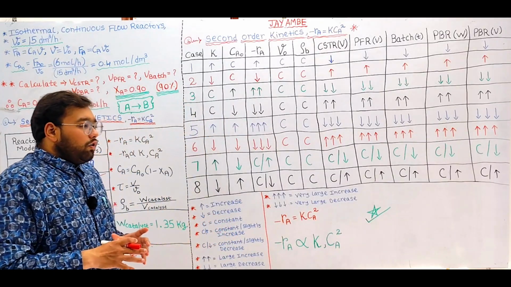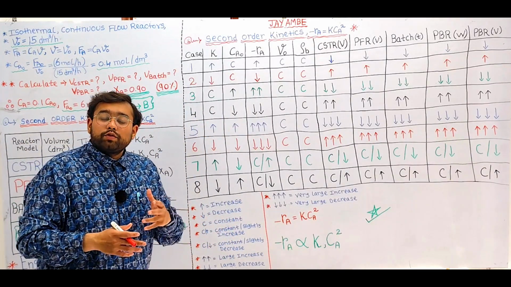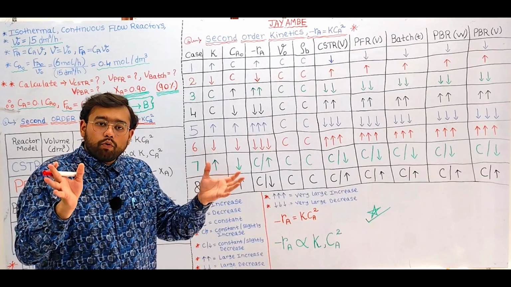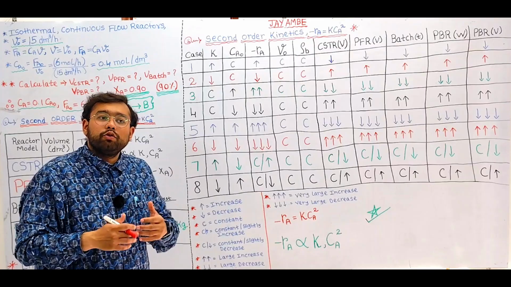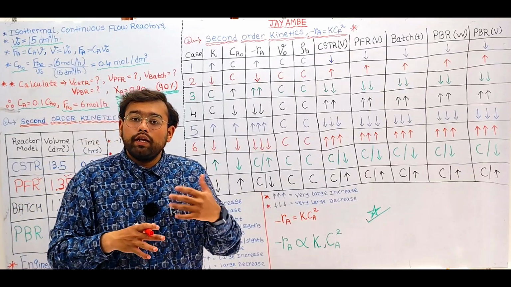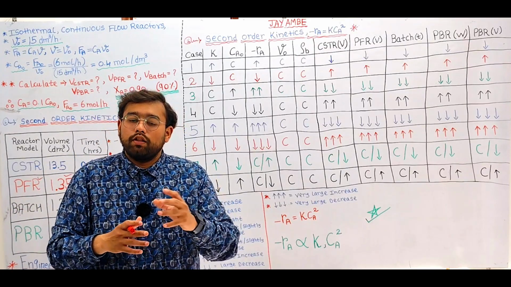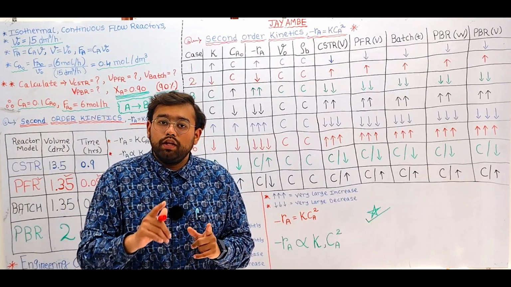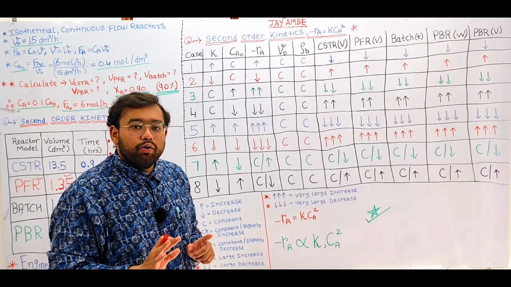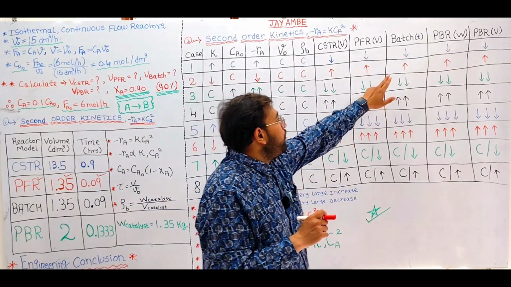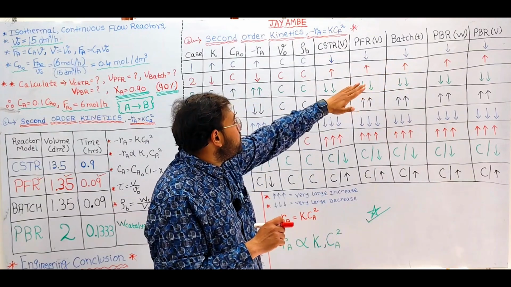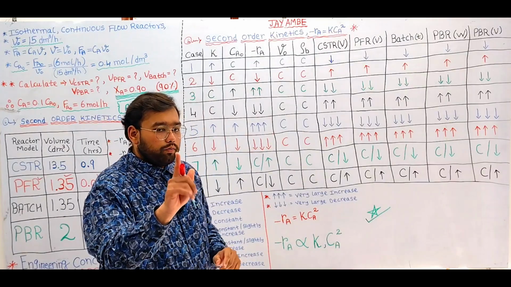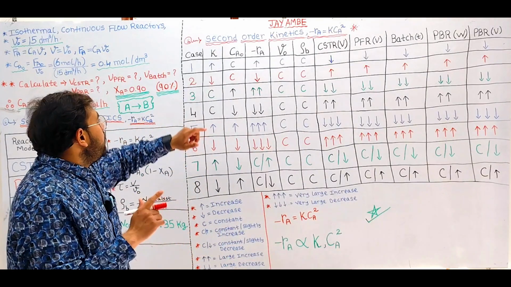Why? Because the rate of the reaction has increased, which means the speed of the reaction has increased, which results in the requirement of smaller reactor volumes. Due to the increase in the speed of the reaction, the faster rate will achieve the desired conversion, which results in a decrease in the reaction time. So the reaction time of the batch reactor as well as the different reactor models will also decrease.